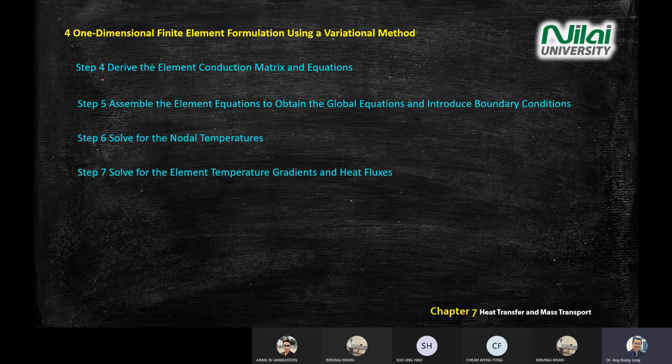Then step 4, you calculate the element of the matrix, you do superimpose. Then number 5, you combine all the matrix, you get global. Then after that, you solve for all the remaining temperature. And if needed, you find the temperature gradient and heat flux. So each one of these has its own standard equation. So what you need to do is just substitute the value inside the equation.